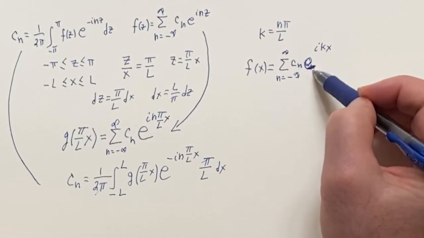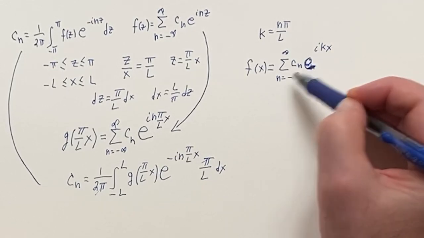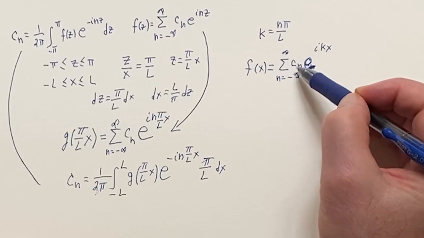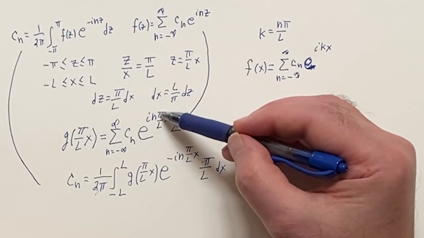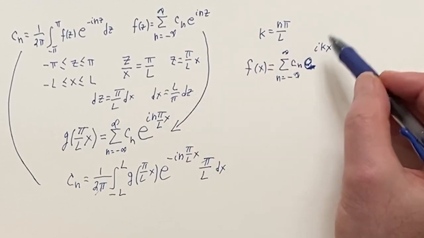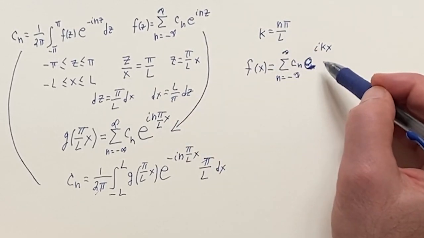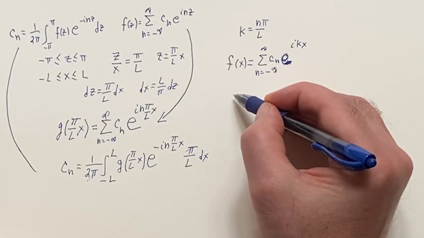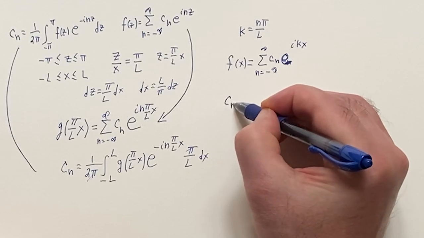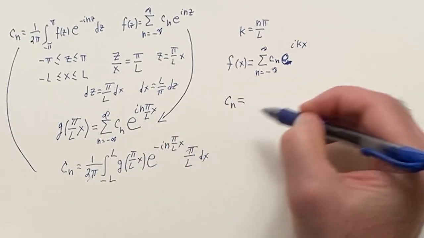So what we have done here is we have let the Cn alone, and we have taken the E and replaced the n pi over L with the K to get this form. And that's a very nice compact form that you're looking at there. Let's write down the corresponding Cn. Go ahead and clean this up a little bit.